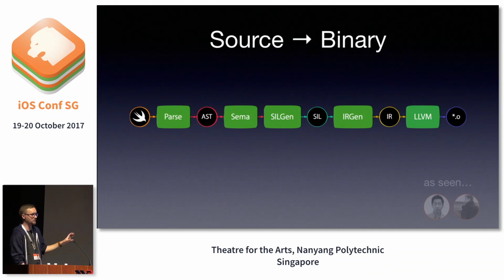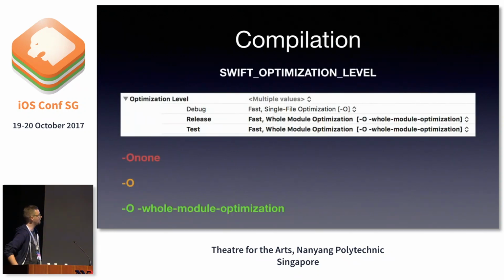And this is the part that was added to the LLVM toolchain for Swift specifically. And everything on the right is just LLVM, so there are modules that are used for any other language that works with LLVM. So this is the building. So what can we do during the compilation?